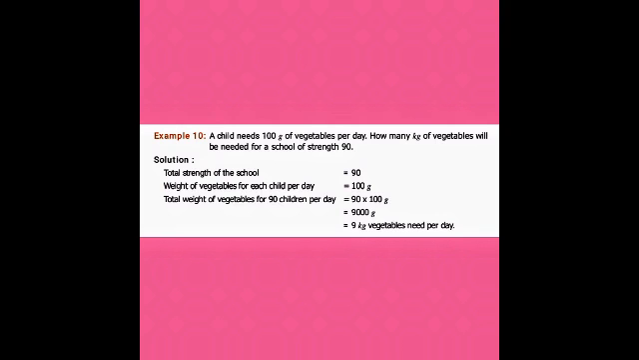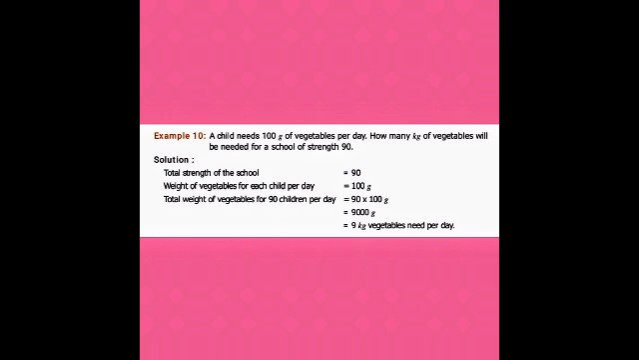If one thing is given and we want to find for many, we should use multiplication. Let me see the solution. Total strength of the school is 90. Weight of the vegetable for one child is 100 gram. So total weight for the 90 children is 90 multiplied by 100, which is 9000 gram. That we can write as 9 kg. 9000 gram is equal to 9 kg. Per day they need 9 kilogram of vegetables.